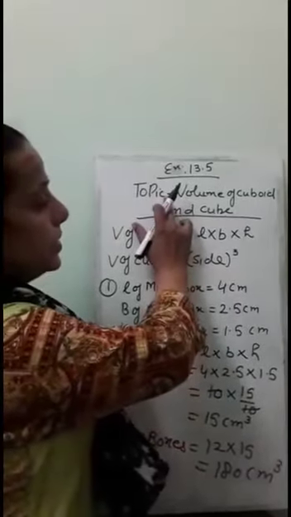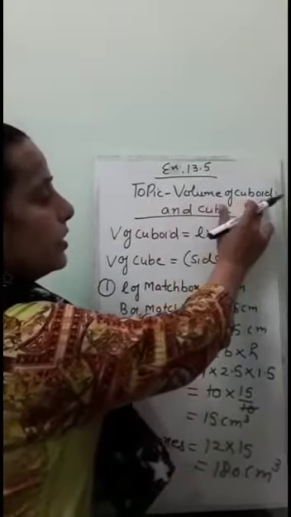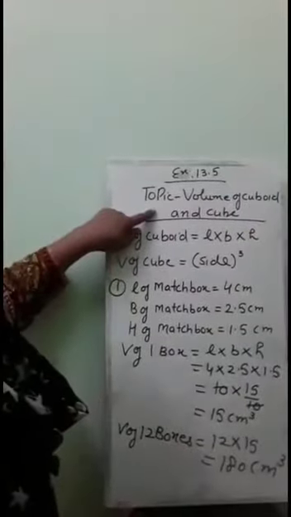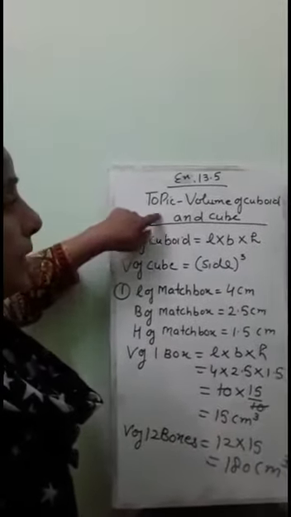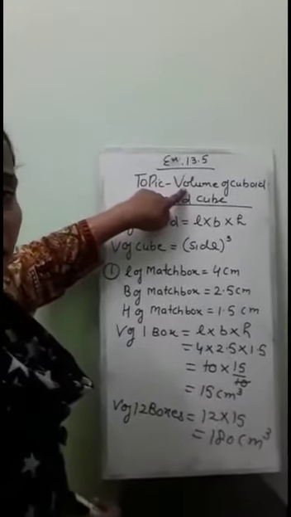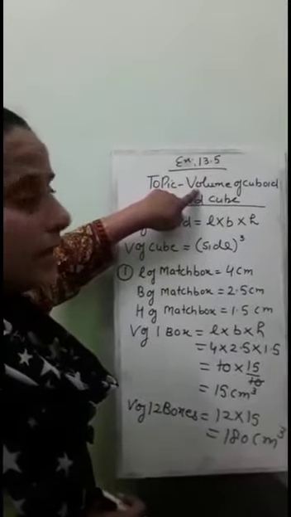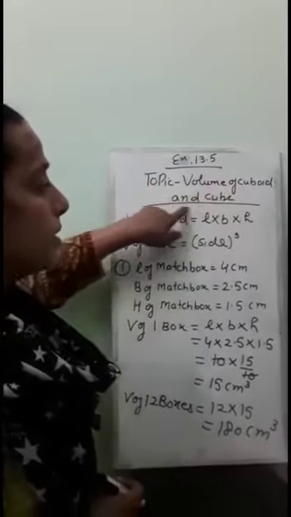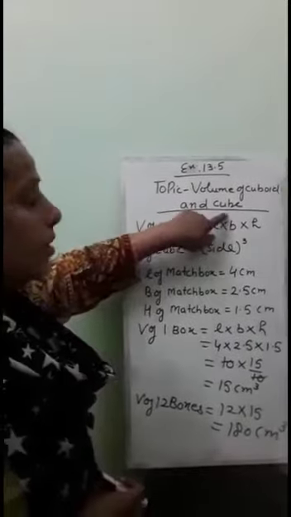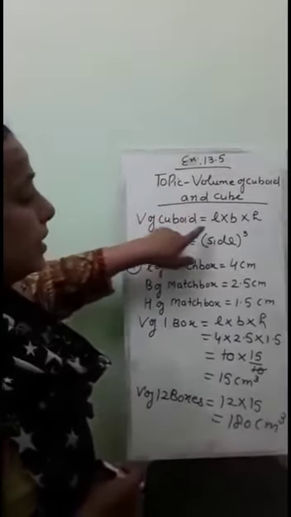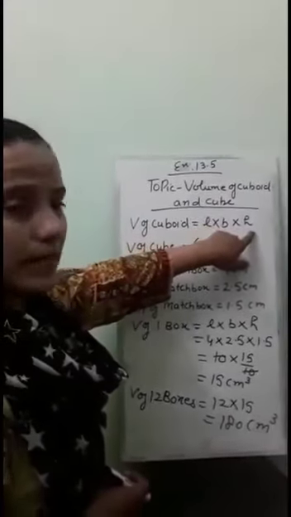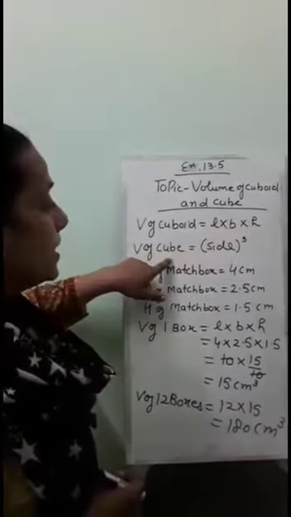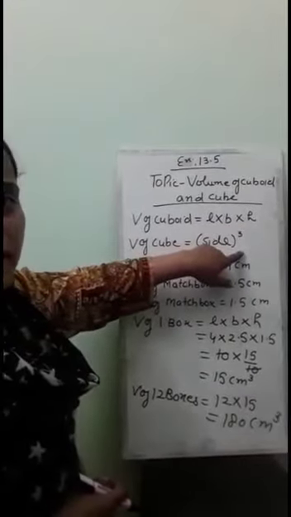Today we are going to discuss the topic of volume of cuboid and cube. What is the meaning of volume? Capacity. Capacity of cuboid and capacity of cube. Volume of cuboid is length into breadth into height. Volume of cube is side cubed. Is it clear?